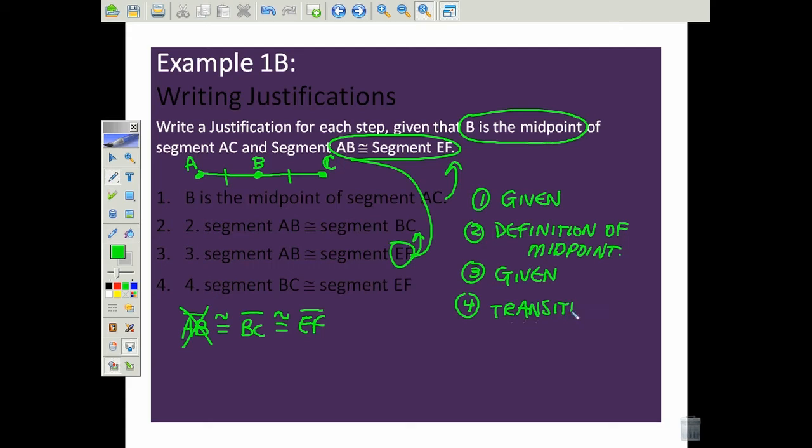of congruence. Because if I'm saying that two things, EF and BC, are both congruent to AB, I can say AB's out of the picture now, and I can put those two together using the transitive property.